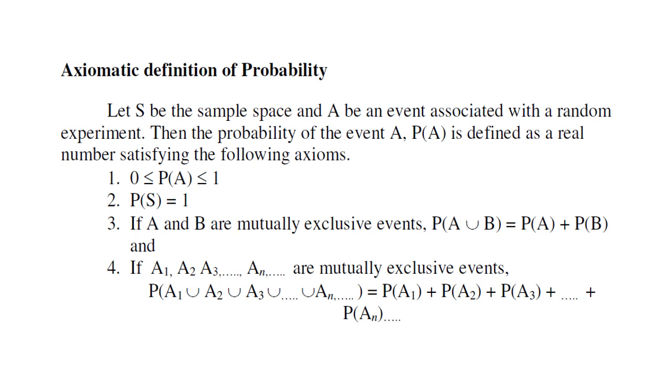Now let us see the axiomatic definition of probability. Let S be the sample space and A be an event associated with a random experiment. Then the probability of the event A, P of A, is defined as a real number satisfying the following axioms. 0 less than or equal to P of A less than or equal to 1. P of S is equal to 1. If A and B are mutually exclusive events, then P of A union B is equal to P of A plus P of B. And if A1, A2, A3 up to An are mutually exclusive events, then their union is equal to their sum.